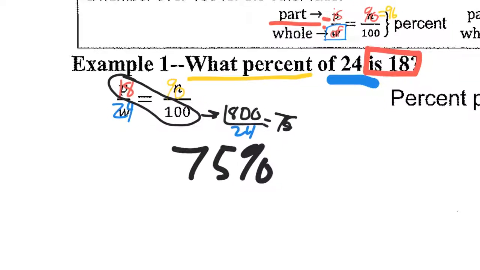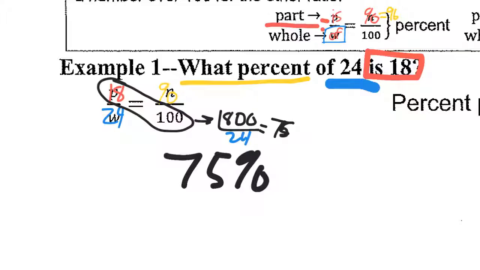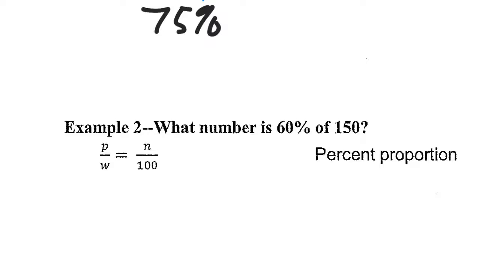Just going back to the candy example for a second, this would be like, let's see, if I had 24 pieces of candy and I decided to give 18 to the class, I would have given out 75% of the candy that I had. Now take a look at example 2.